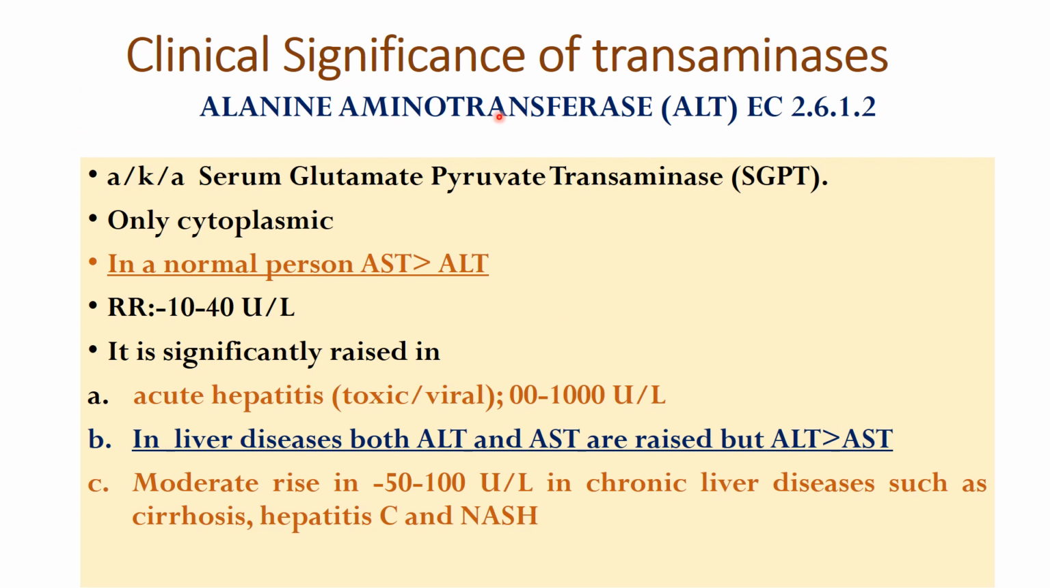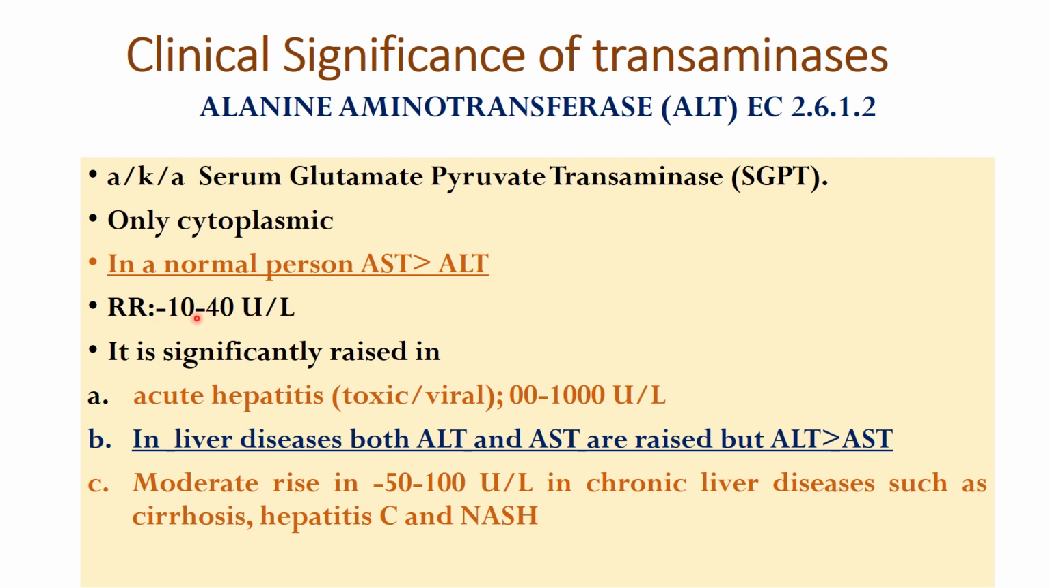Now, what is the clinical significance of transaminases? Alanine aminotransferase is also known as ALT. Its enzyme code is 2.6.1.2, and it is also known as SGPT, that is serum glutamate pyruvate transaminase, and it is only cytoplasmic. In a normal person, AST is always higher than ALT.